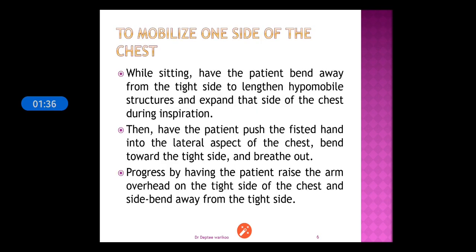The first technique we will see is to mobilize one side of the chest. While sitting, have the patient bend away from the tight side to lengthen hypomobile structures and expand that side of the chest as the patient inspires. Then, have the patient push the fist into the lateral aspect of the chest, bend towards the tight side, and breathe out. Progress by having the patient raise the arm overhead on the tight side of the chest and side bend away from the tight side.